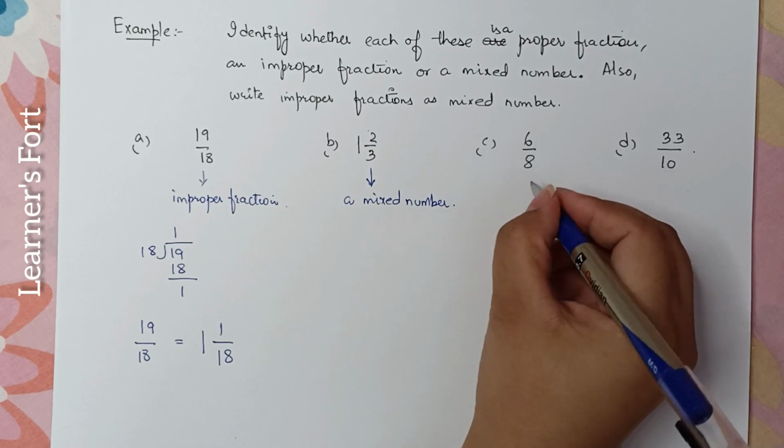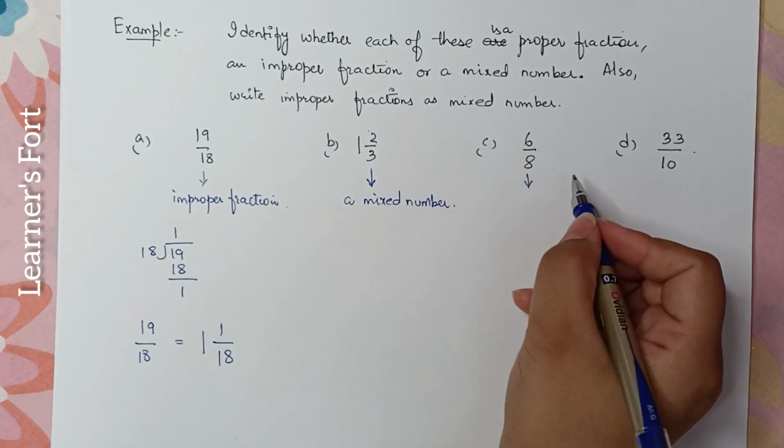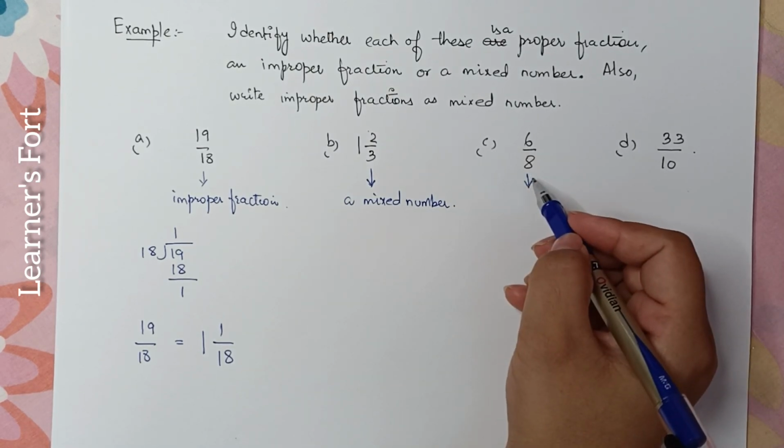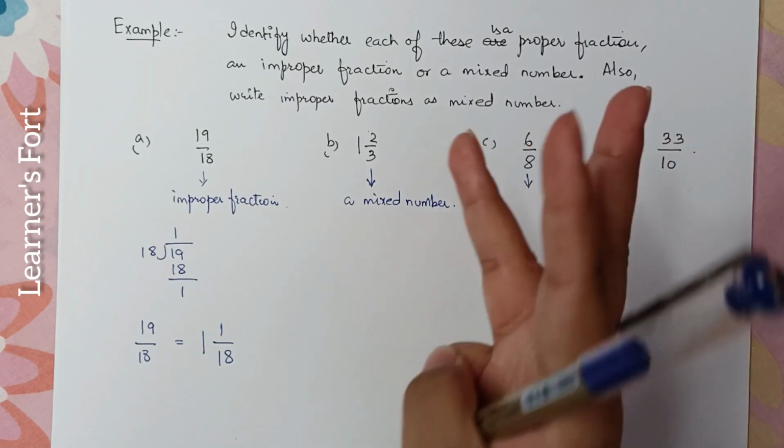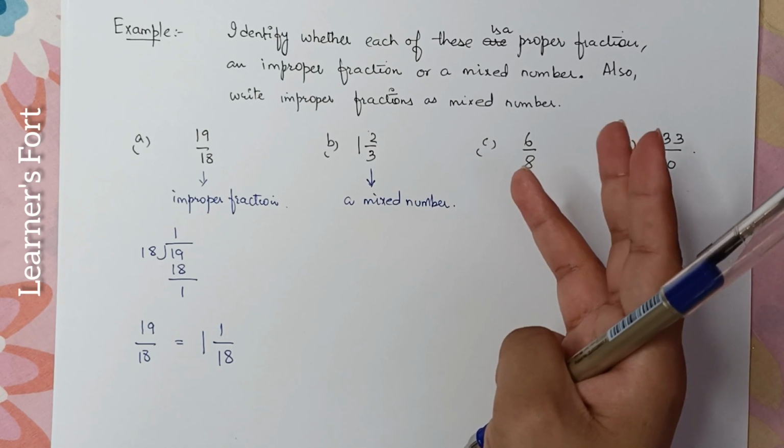right? Now, look at part C. 6 upon 8. A proper fraction, an improper fraction, or a mixed number? Think about it.